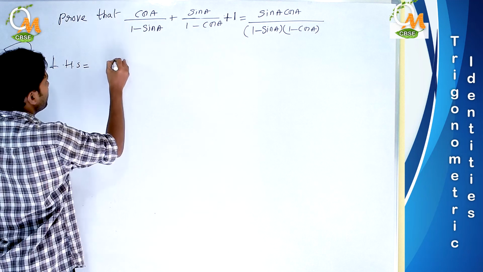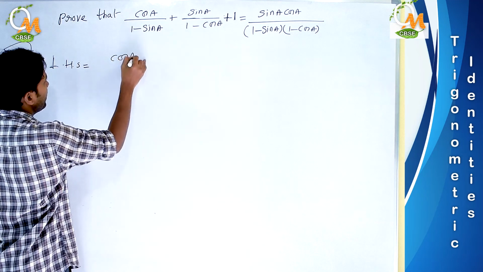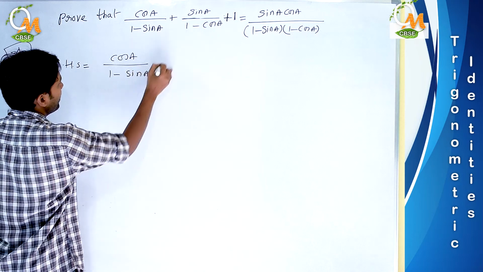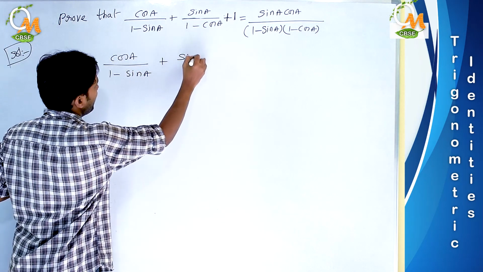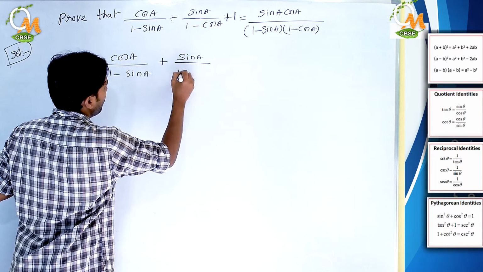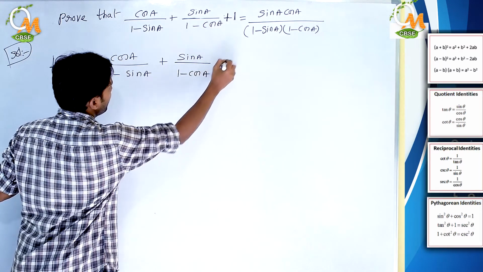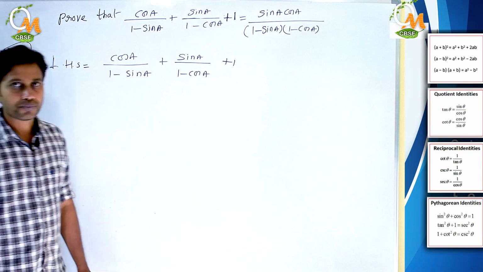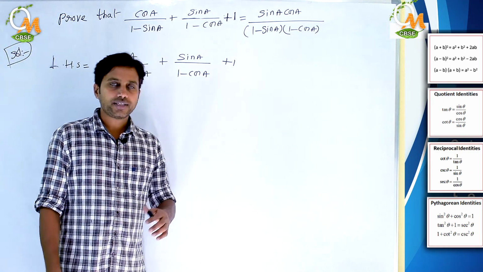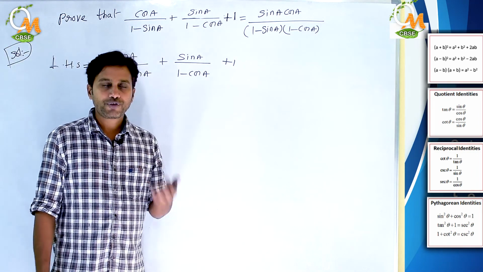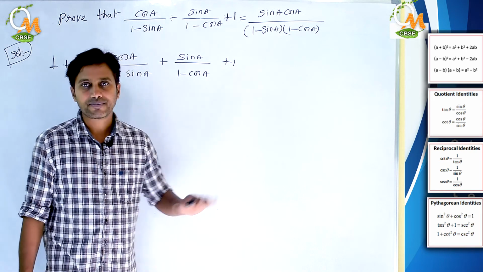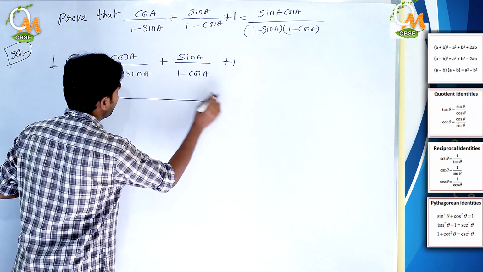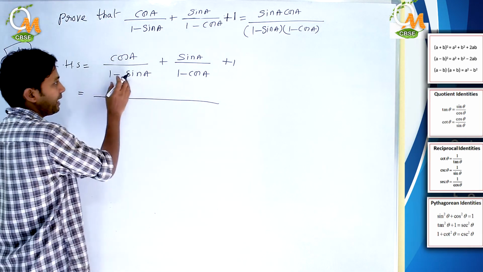LHS would be cos A by 1 minus sin A plus sin A by 1 minus cos A plus 1. This is the LHS which is given to you. In order to solve this expression, what do we have to do? Simple. We need to take LCM. What would be the LCM of this entire expression, I mean all the denominators?